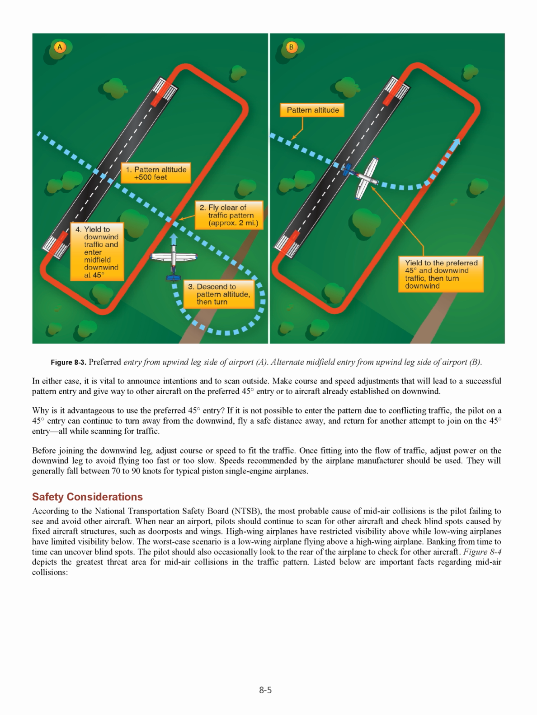Once fitting into the flow of traffic, adjust power on the downwind leg to avoid flying too fast or too slow. Speeds recommended by the airplane manufacturer should be used. They will generally fall between 70 and 90 knots for typical piston single-engine airplanes.